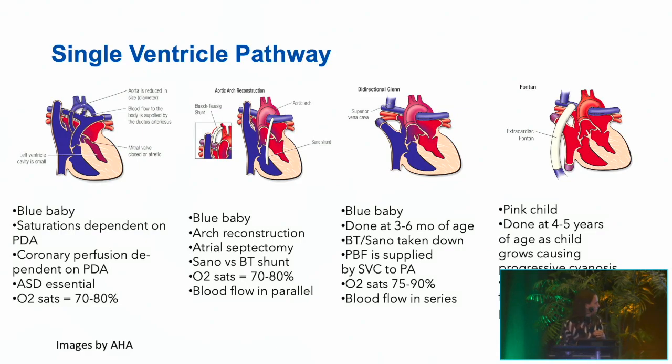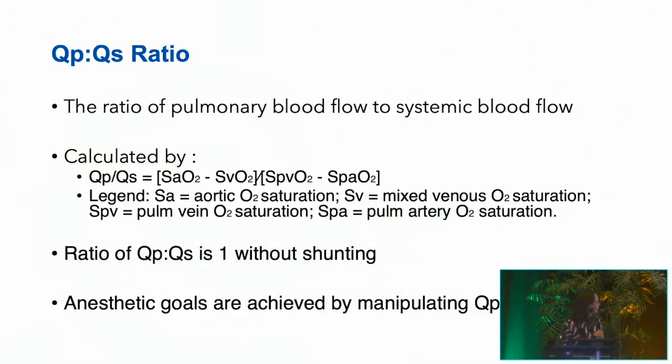cyanosis. So QP to QS ratio: it's the ratio of pulmonary blood flow to systemic blood flow. It's very important to know on these patients. Recent cath reports will frequently say it, but basically it's how protected are your lungs. A lot of times with VSDs, it can be like a 5 to 6 to 1 shunt. So huge, these lungs are sick.